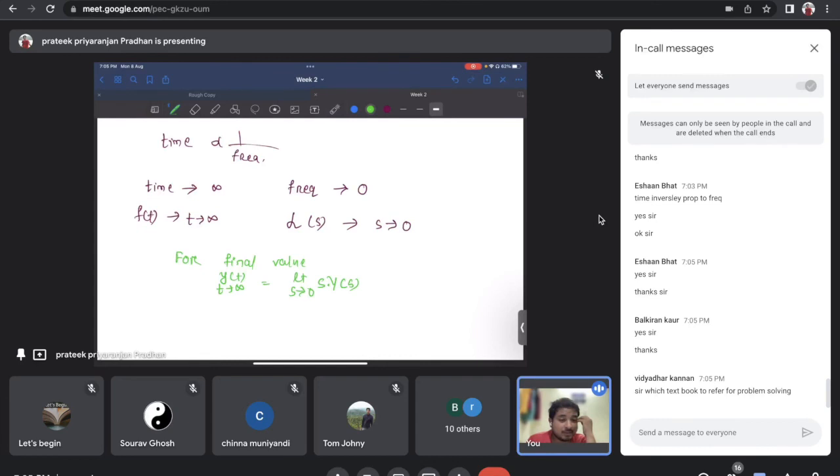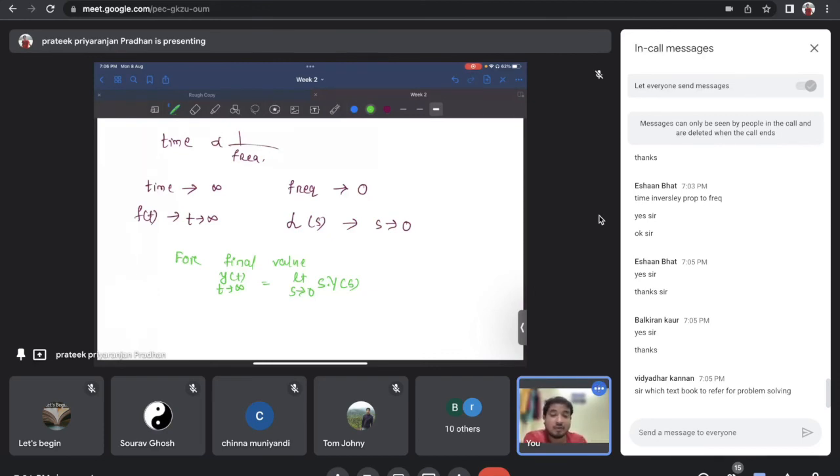Okay, sir, which textbook to refer for problem solving? Actually, don't look into problem solving right now. One good book which I referred that had very good concepts and problems as well was Control Systems by M. Gopal, and another is Ogata. And another is Norman Nise, but Nise is more towards electronics. If you are from an electrical background, you can go for Ogata or M. Gopal. And if you are from an electronics background, Norman Nise is a very good book.